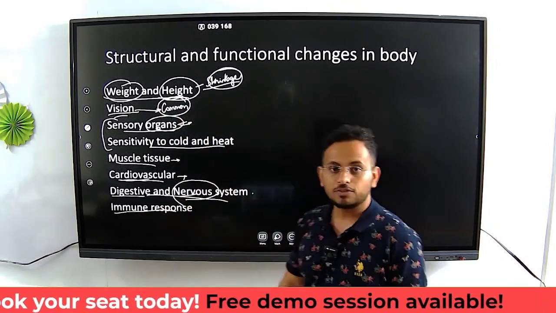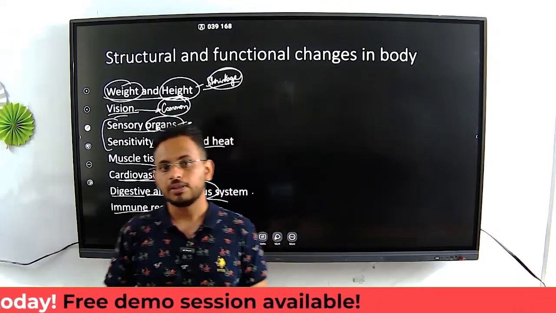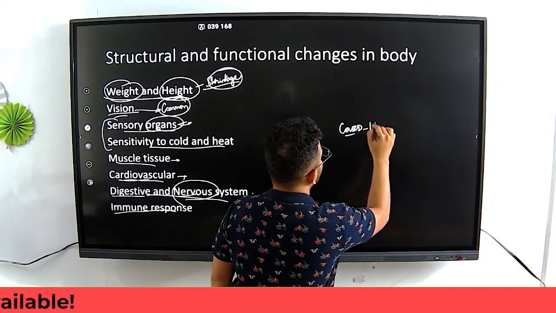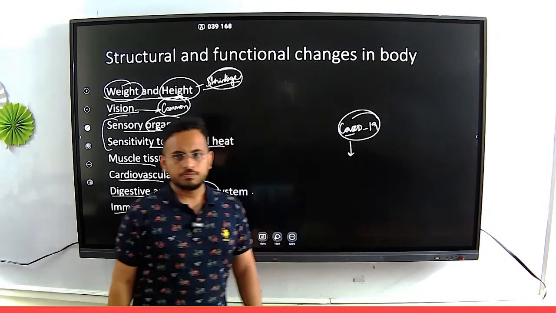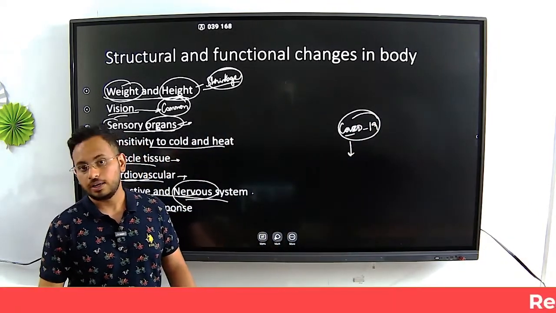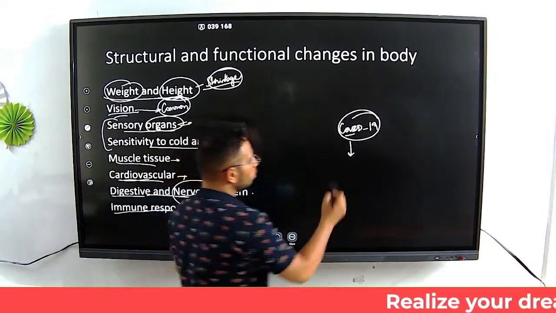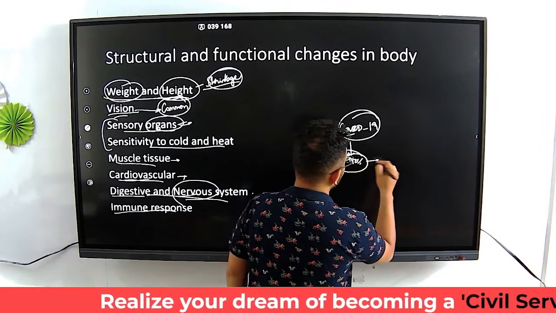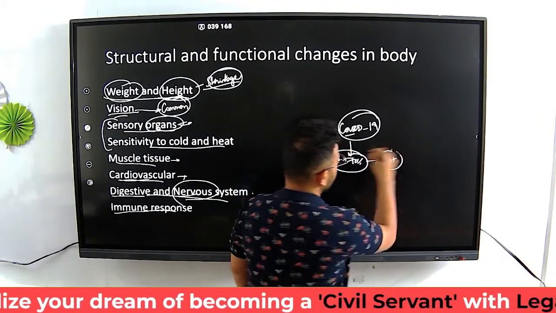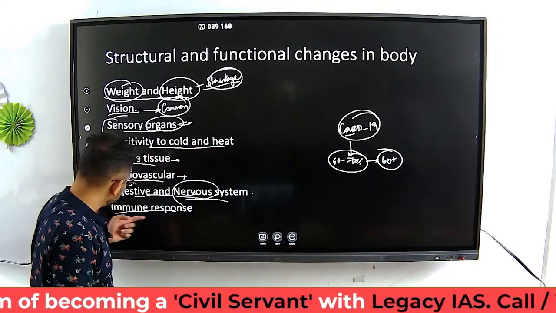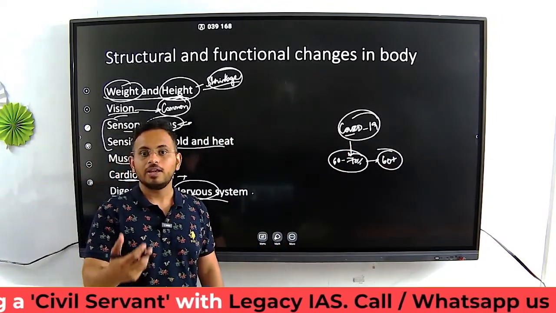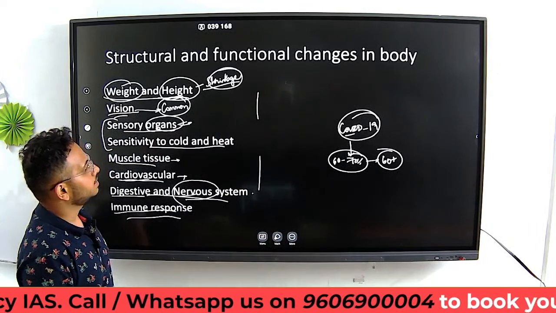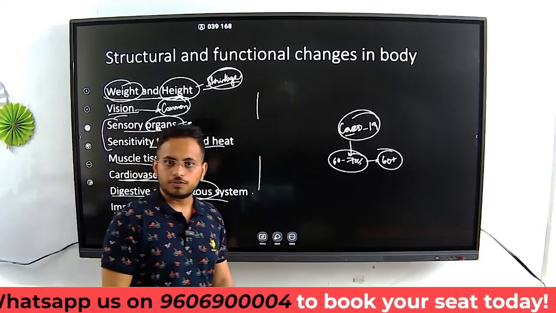Immune response. See, for the immune response, one important example that you can write in the exam is about COVID. When COVID-19 actually started, if you remember, if we just map the people who died because of COVID-19, you would know that majority, I would say 60% to 70% of the people who died were above the age of 60, because their immune response was very slow and very bad. Okay, so these are some of the structural and functional changes that happen in the body because of senescence.